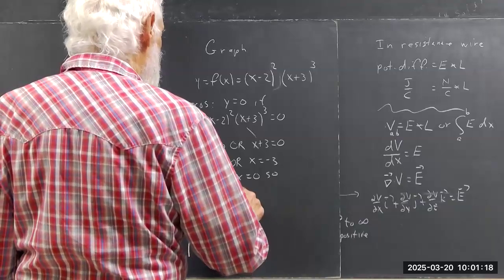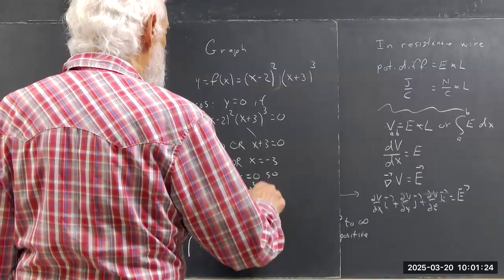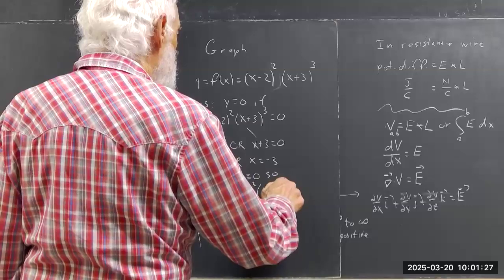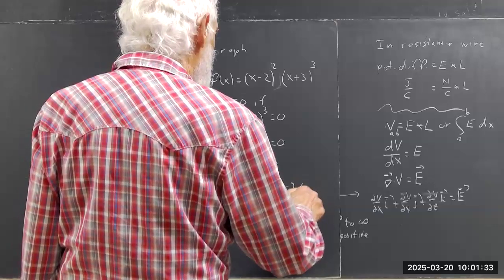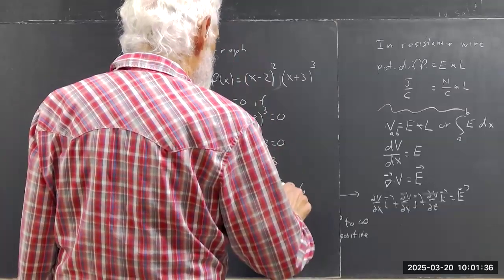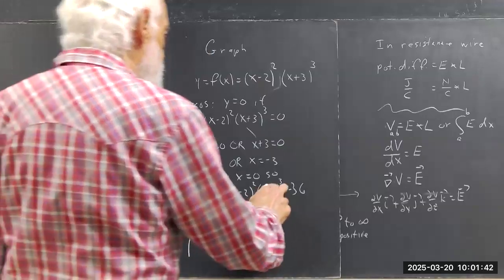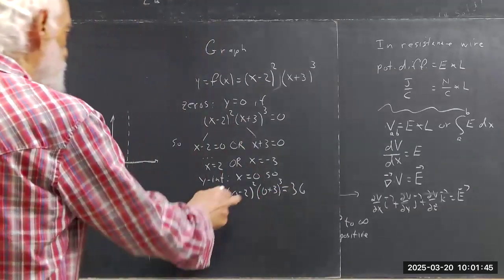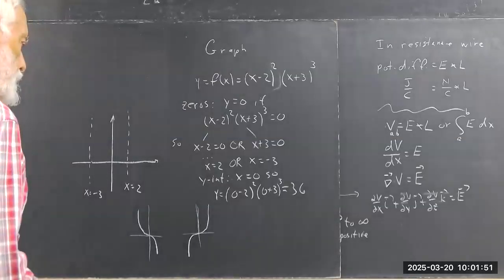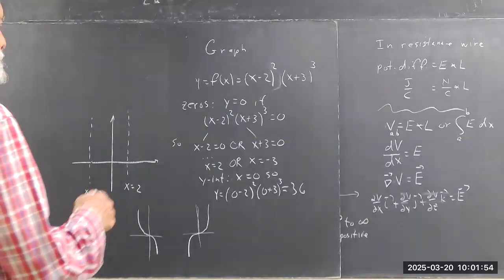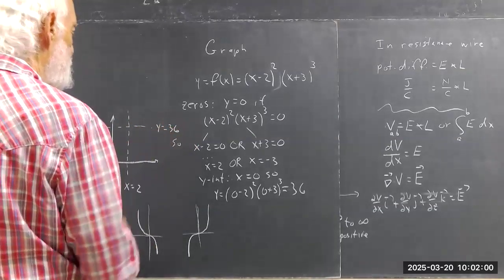Okay, x equals 0. So we get y equals 0 minus 2 squared times 0 plus 3 cubed. And of course, arithmetic's easy to do. It's going to be 4 times 9, which is 36. Well, it's going to be negative 36, though, because, no, it's going to be 36. Is it negative 2 squared? Okay. So what we get, we have y is 36 there.